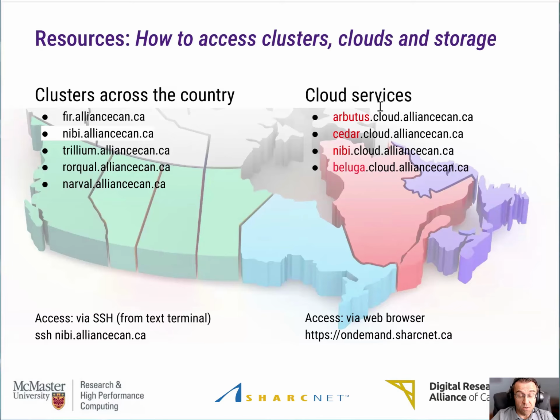And to finish off, the cloud services provided across Canada, there are 4 of them. They have the names Arbutus, Cedar, NIBI, and Beluga. For the full URL you need to put in your browser, you have to add .cloud.alliancecan.ca. And I strongly suspect Cedar and Beluga will be renamed at some point, because these are the old cluster names. Cedar became FIR, Beluga became Rockwell. So I suspect at some point in the future, the cloud names will change to match the cluster names.